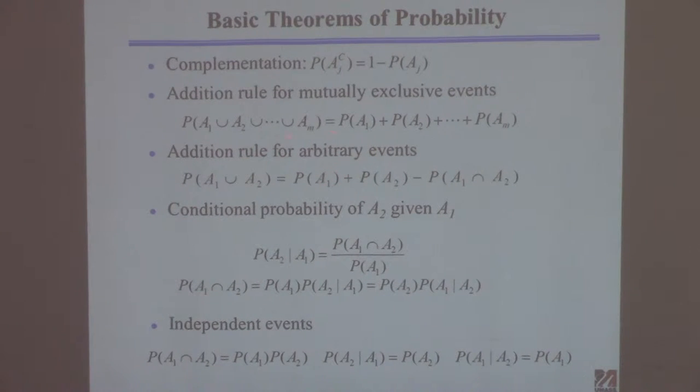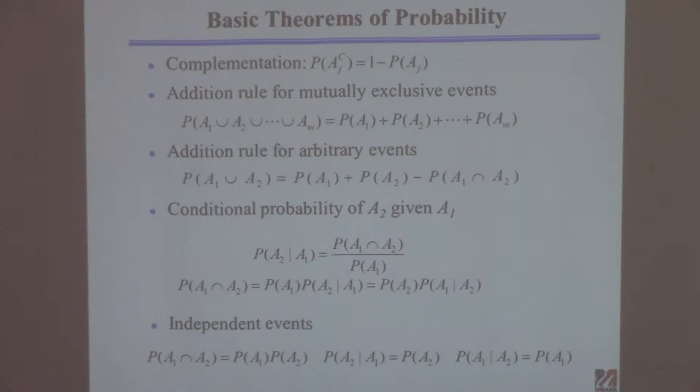That's what we call an arbitrary event. So these events are arbitrary. If you want to know the probability that I'll get either A1 or A2, then you take the probability you get A1 plus the probability you get A2, and then you have to subtract off the intersection. Otherwise, you're adding things multiple times.